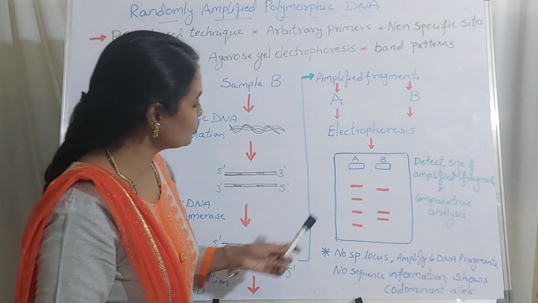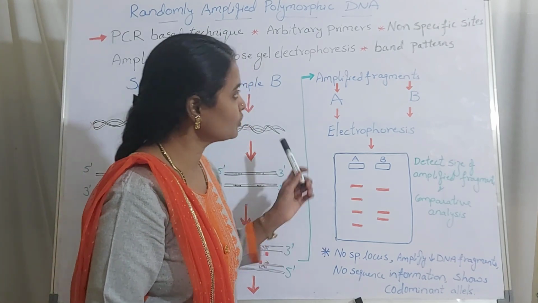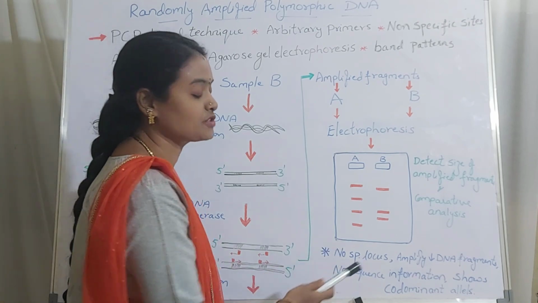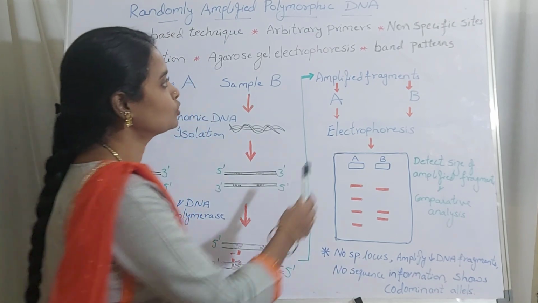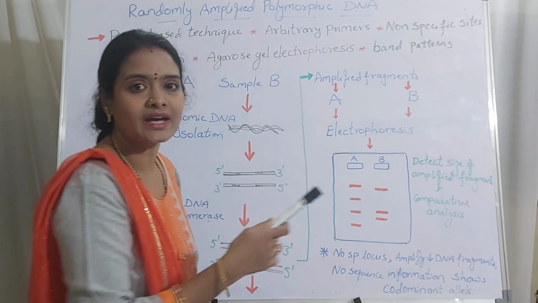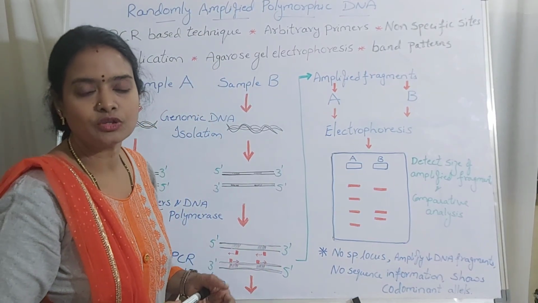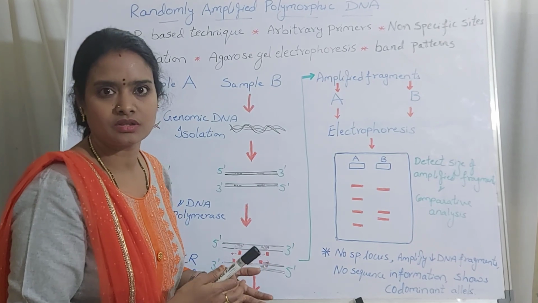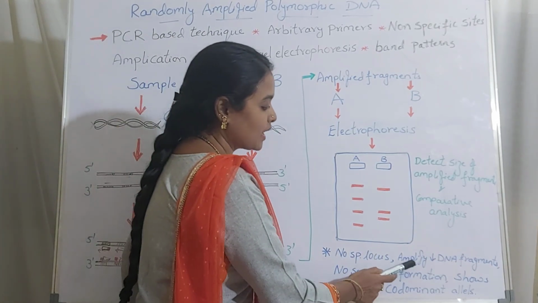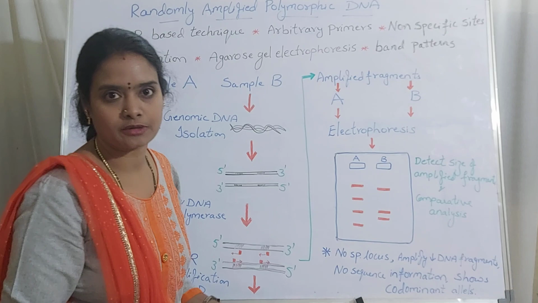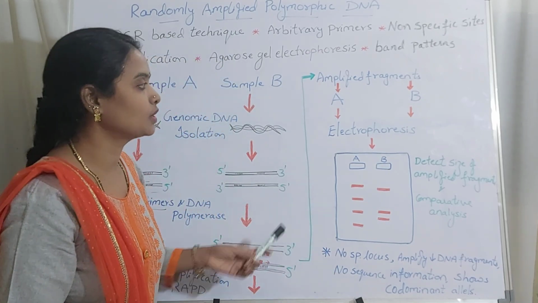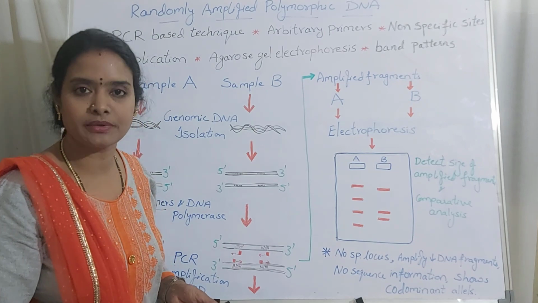So then you have other advantages. So what would be the first advantage? You don't require any specific locus. Right? You don't want any specific site to be identified. Right? You can produce a synthetic primer as such. Right? Then second one is amplify low DNA fragments. Very small sized DNA fragments can be produced by using your RAPD technique.